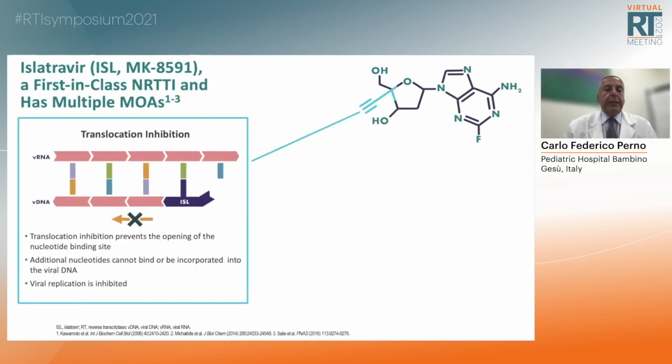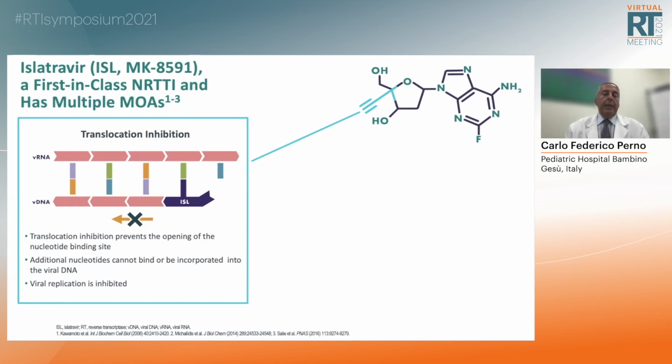NRTTI. A small difference in the name, a substantial difference in the mode of action. Islatravir has a dual mechanism of action. One of them is the classical NRTI inhibition, that is a chain termination, and we will see about that. But due to the peculiar structure of the molecule, you see that we have a group here, this 4'-ethynyl group, that causes a perturbation of the structure of the DNA chain, you see here, in such a way that not only do we have a DNA chain termination, but we have also the inhibition of the translocation.